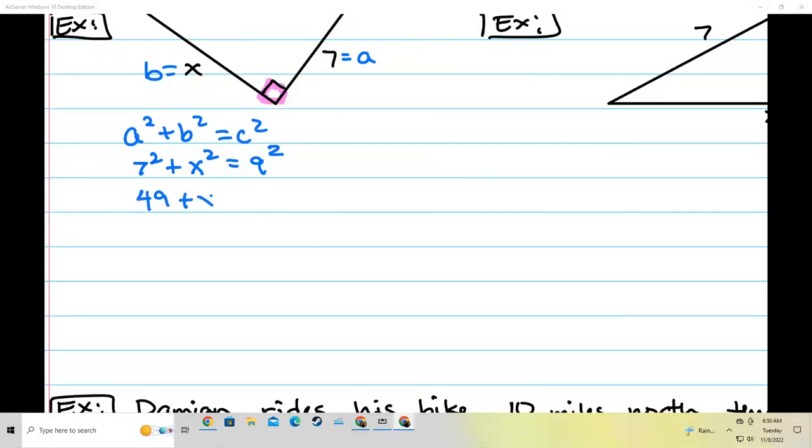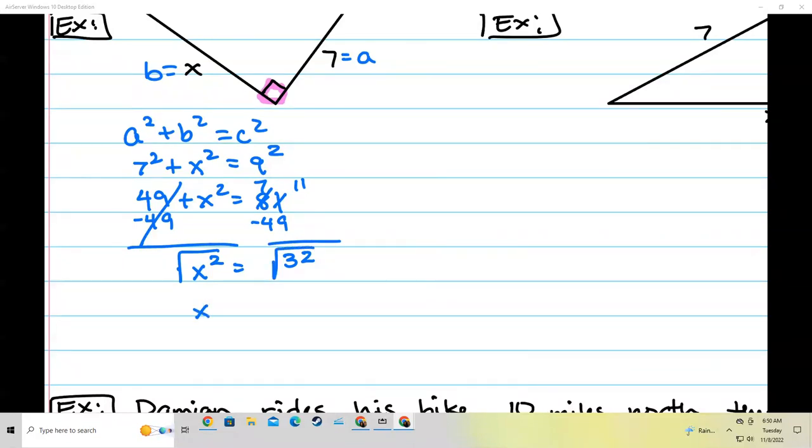49 plus X squared equals 81. I'm going to subtract 49 from each side. I get X squared is equal to, this becomes a 7, that becomes an 11, I get 32. Square root both sides. X equals the square root of 32.